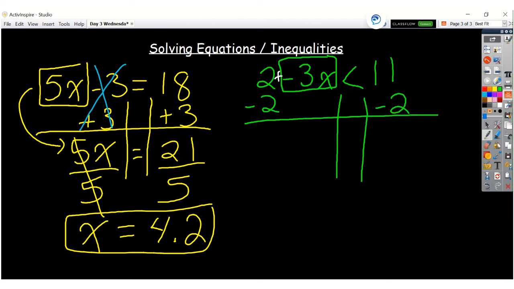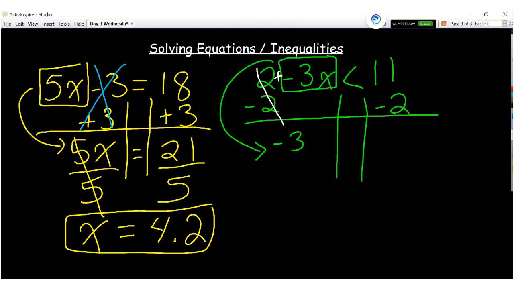Okay, I'll switch my color again. 2 minus 2 is going to cancel. Then I would carry down that negative 3x, carry down my inequality symbol, and subtract 11 minus 2, which is going to give me 9.